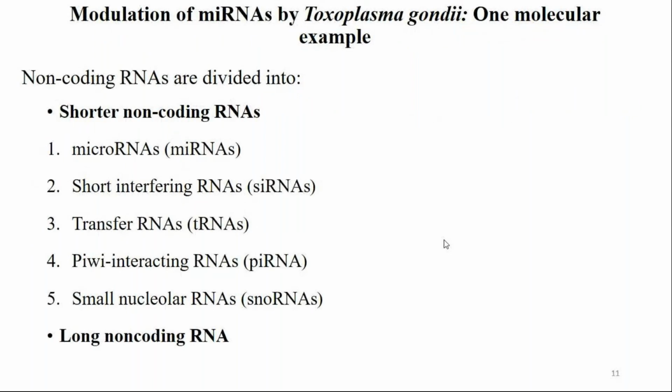Toxoplasma gondii that affects the brain and any other part of the human system will cause modulation of different RNAs, especially the non-coding RNAs that are divided into two types: the shorter non-coding RNAs such as microRNAs, short interfering RNAs, transfer RNAs, piwi-interacting RNAs, and small nucleolar RNAs, and the other type, which is the long non-coding RNA.